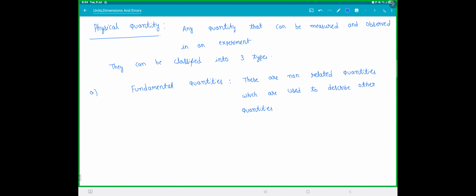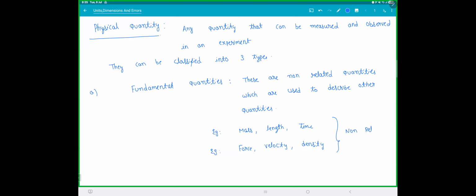So for example, you can take any quantities which are not related to each other. The most standard way is we take mass, length, and time. And it's not necessary. Every time you need not take mass, length, and time. You could even take something like force, velocity, density. So you can choose any quantities which are not related to each other as fundamental quantities. So if you see, these are non-related.